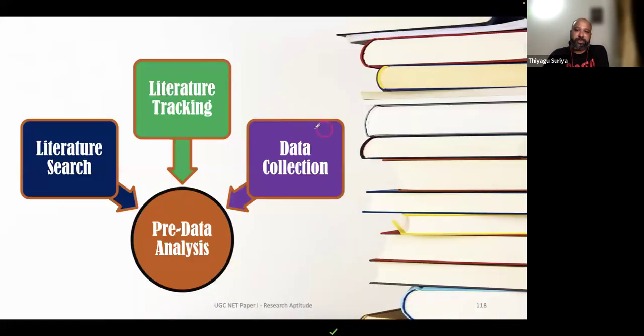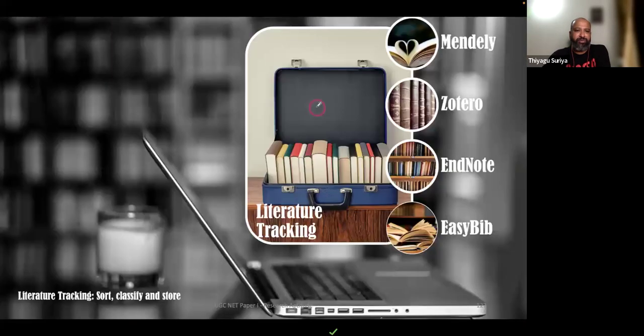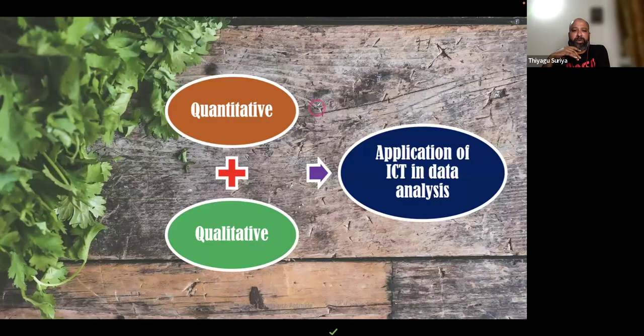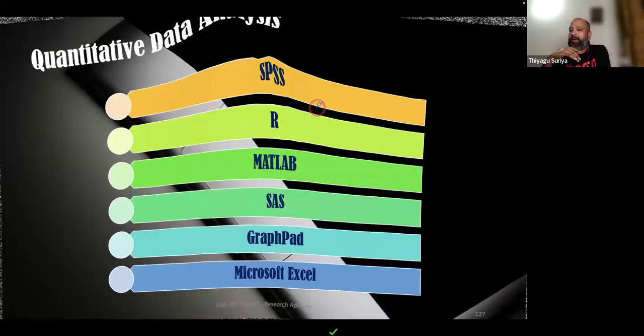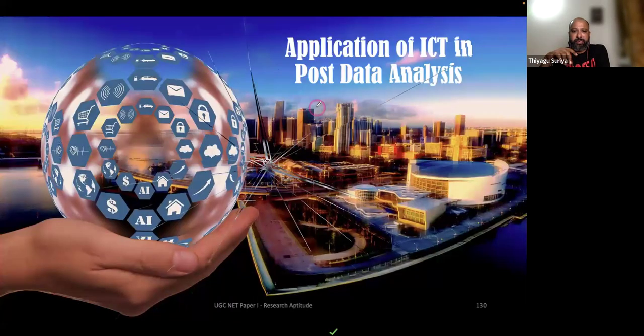The last one is research ethics. I'm discussing the questions instead of the slides I'm sharing. These are the databases for ICT. The last part is related to research ethics. We have a lot of research ethics, and just to give the names of the research ethics, I'm sharing this.